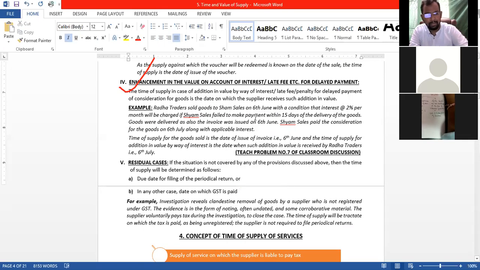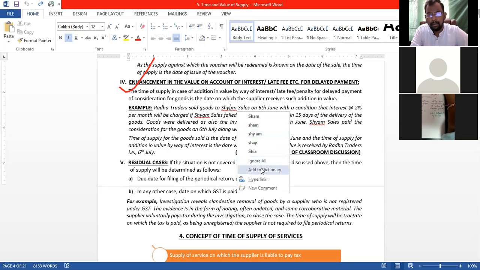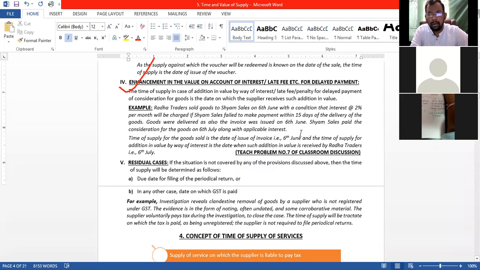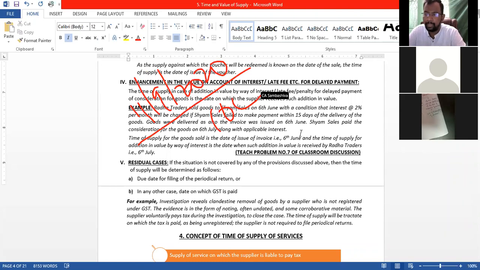Let us take an example. I have made sales. Let it be okay, 10 lakhs worth of goods sold on 11th September 2020. As on today, I have made the sales of 10 lakhs worth of goods. And I have given him a time limit of 2 months to make the payment.